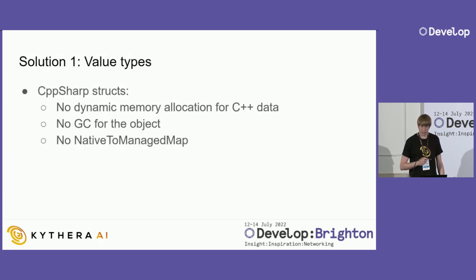So what are the solutions to get around this problem? One of them is mapping them as a value type. In our example, we have a color class, which just contains one integer, RGB and alpha, and we don't really need a class for that. We don't want to allocate that on the heap. So we can just add this CS value type macro again, and we get no dynamic memory allocation. The object will not be garbage collected, and there is no native to managed map.